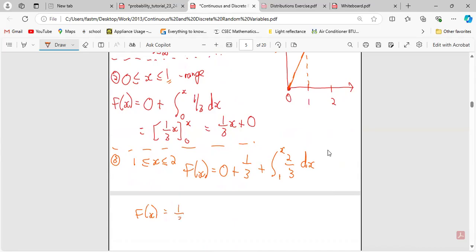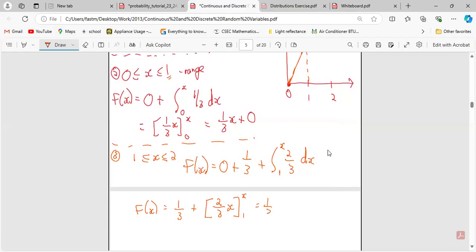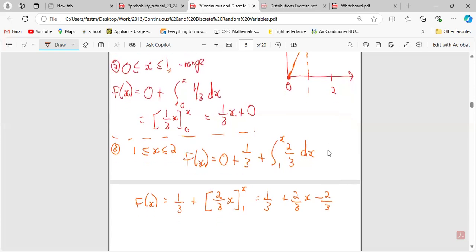So going down here now, continuing it. It'll be 1/3 plus 2/3 x between x and 1. Just continue the equation. It'll be 1/3, and it's b minus a, so it'll be 2/3 x minus 2/3. Maybe let's bring everything together. Normal maths. So it'll be 2/3 x, and then 1/3 minus 2/3 is minus 1/3. So that will be the equation in between 1 and 2 for your CDF.